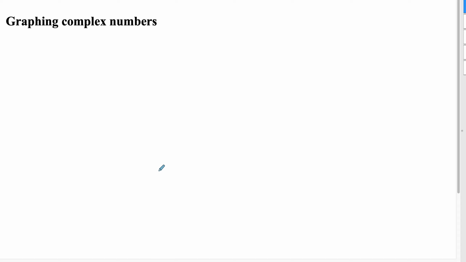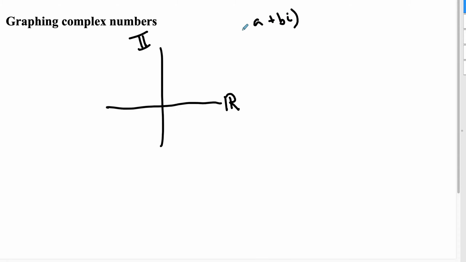Okay. Now, sometimes you might be asked to graph complex numbers. When you're asked to graph complex numbers, we are going to be putting the real part on the x-axis and the imaginary part on the y-axis. So if we have some number a plus bi, the a would go on the real number portion and the b would go on the imaginary portion. Assuming they're both positive, if we graphed it, it would be this point here, okay?